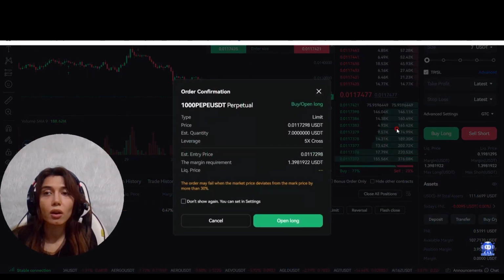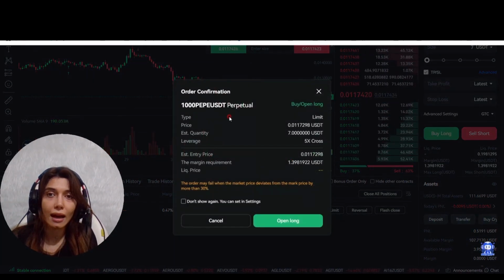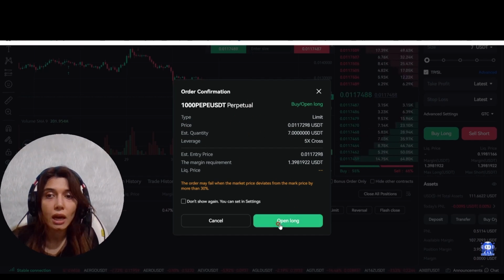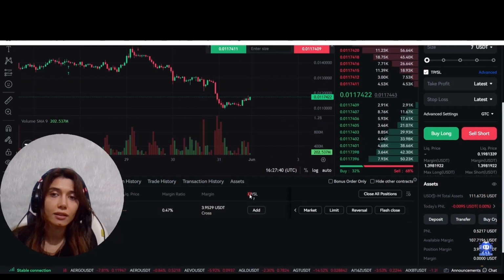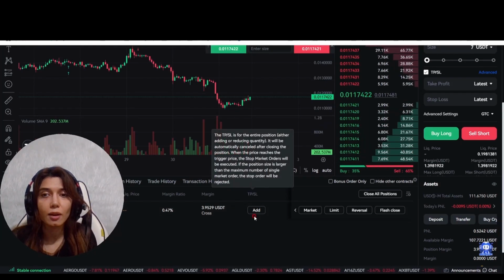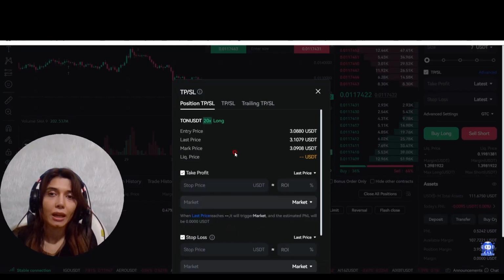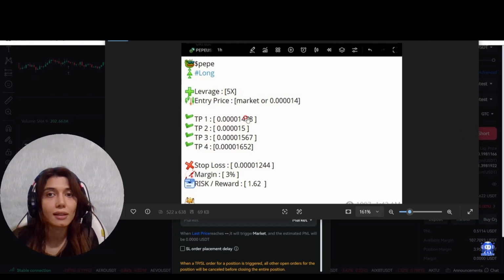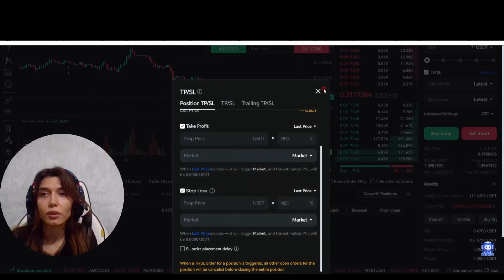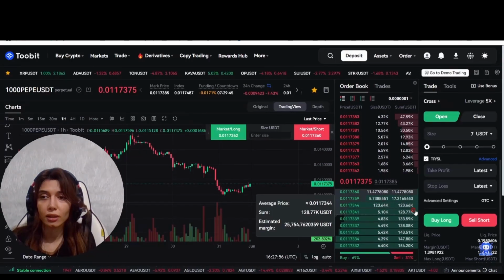For example, if it was long, I clicked long, and then this is what it's telling me: my position is going to open based on this information. I opened the long, and then I set my target point and stop loss here. When I want to set it, I just enter the amounts that we shared in the signal, and then you will be able to open your position really quickly without any trouble.